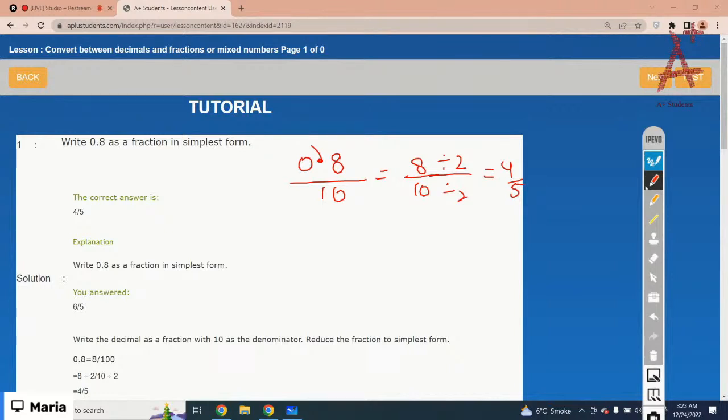So just select the correct option. Oh, we are on the test, not the tutorial. Okay, let's just start with the test.